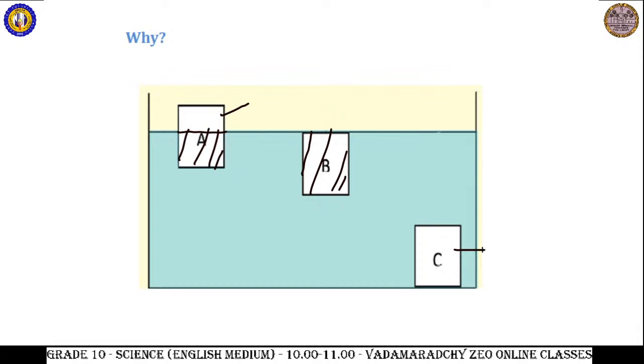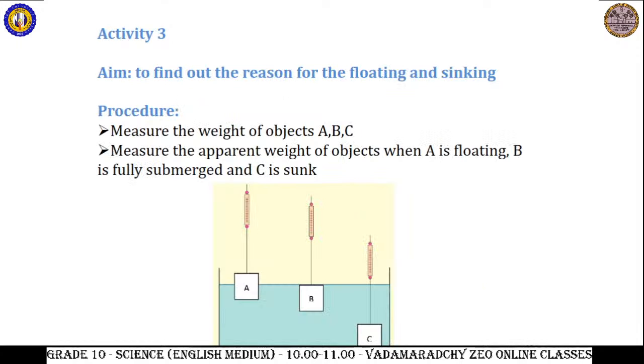Let's study what the reasons are for this difference. We have to study the reasons for these differences, to find out the reasons for floating and sinking. Some objects are floating while others are sinking. So we have to find out the reason for these different scenarios of the objects.